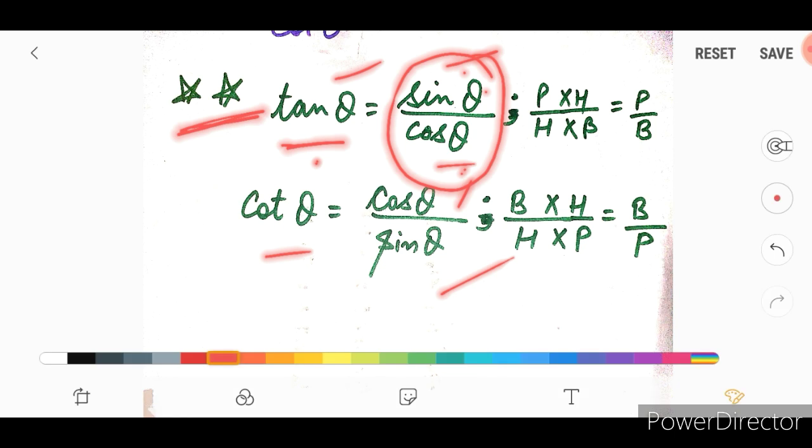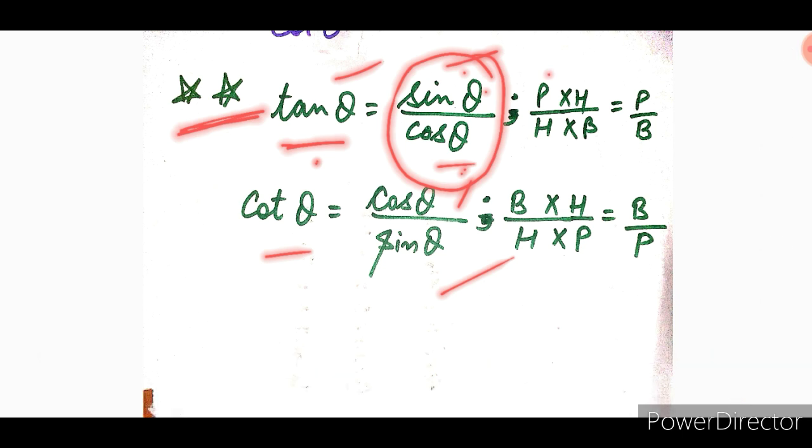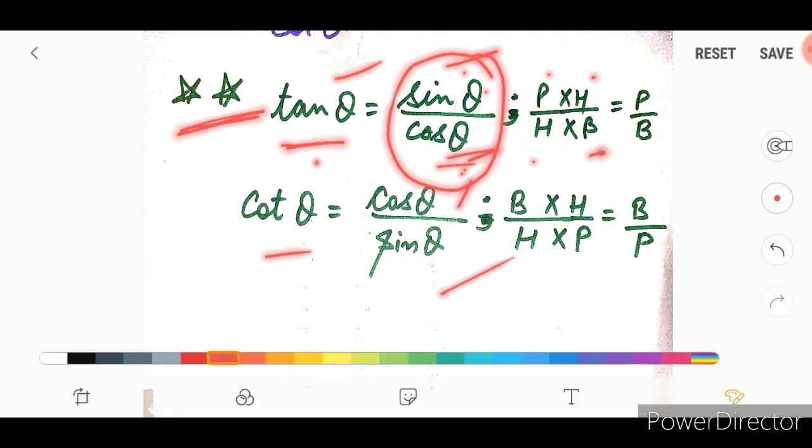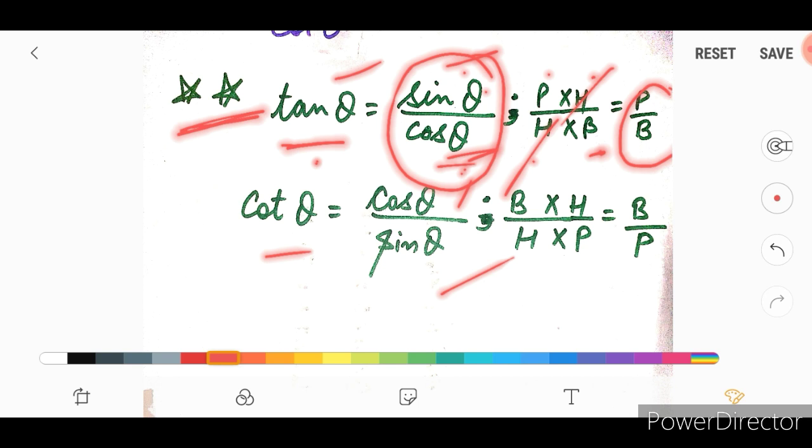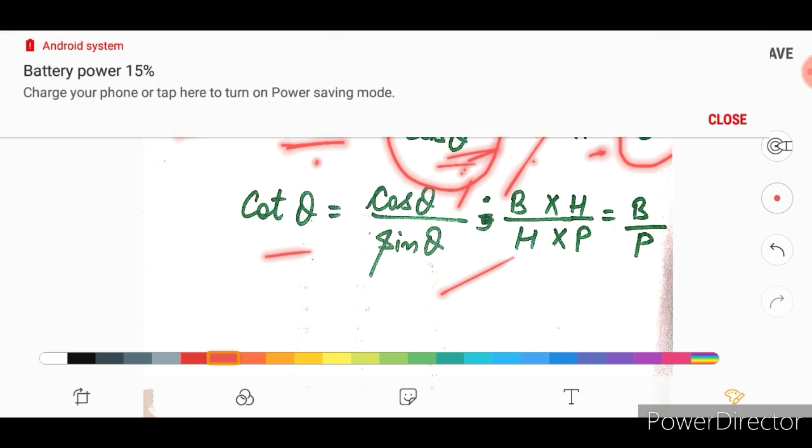Okay, and from where we have got this, we have simply put the value of sine theta. You remember sine theta was perpendicular upon hypotenuse, and if I put the value of cos theta, it was B upon H. Okay, H goes up, so it has become this. And what happened? H and H we can cut from here, and we are left with only P upon B, which is the formula of tan theta only.